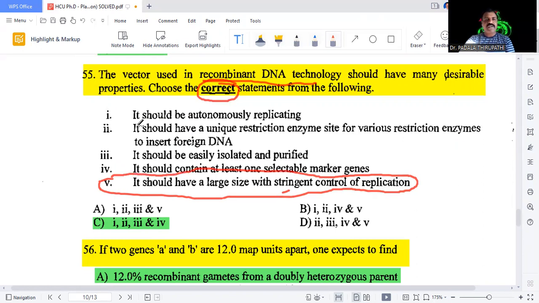correct statements. That is, it should be autonomously replicating. It should have a unique restriction enzyme site for various restriction enzymes to insert a foreign gene. It should be easily isolated and purified. And it should contain at least one selectable marker gene. So these four options are correct statements about the vector in rDNA technology.